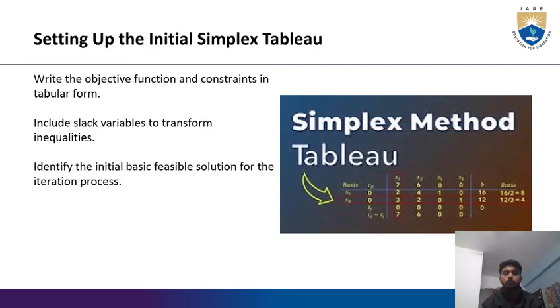Setting up the initial simplex table. Write the objective function and constraints in table form, including slack variables to transform the inequalities. Identify the initial basic feasible solution for the iteration process. You can refer to the given diagram.